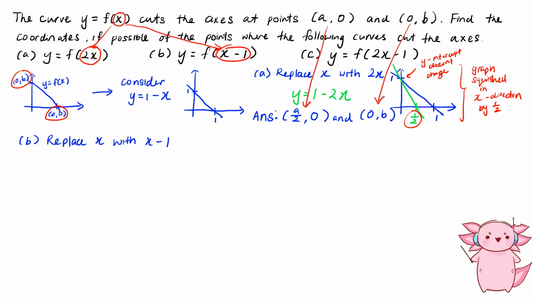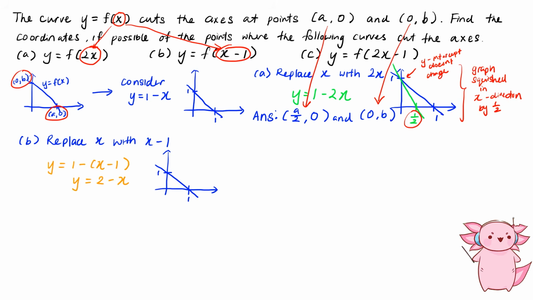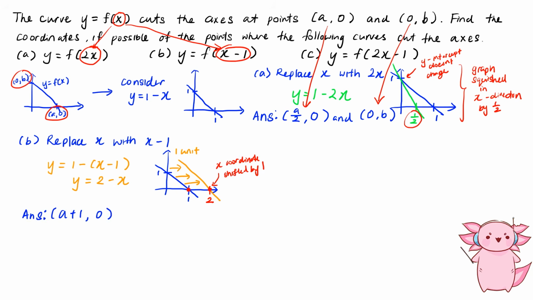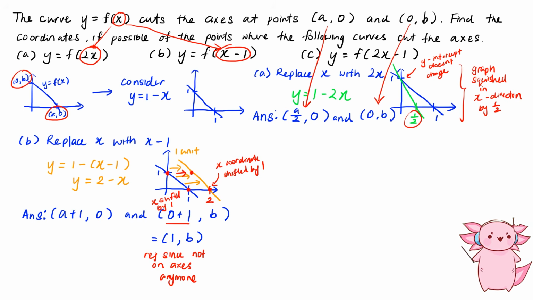For part B, let's try to replace x with x minus 1, and we draw out the new equation y equals 2 minus x. You can see that the whole graph gets shifted 1 unit to the right, so the point on the x-axis becomes a plus 1, and this y-intercept here becomes x equals 1 and y equals b. And since this point over here is not the y-intercept anymore, we have to reject this point since we don't know what is the real y-intercept.